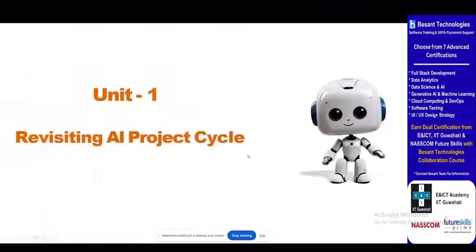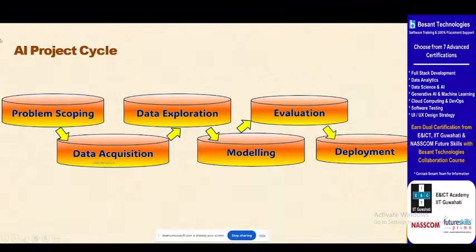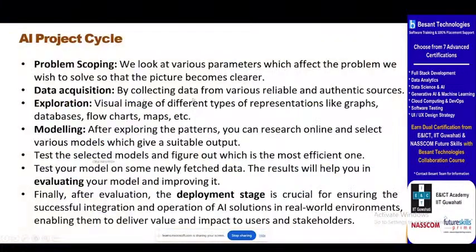So now, as you can see, we are using the AI project life cycle. Usually, how does any AI project, all the projects you are going to do inside AI, go through the life cycle? You will have problem scoping, data acquisition, data exploration, modeling, evaluation, and deployment. These are the different phases in your AI project life cycle. Any AI project is based on this, so it has to undergo all these phases.